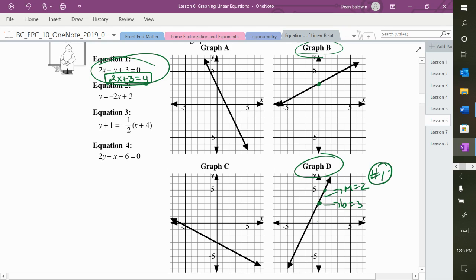Let's do equation 2. Do I have to do anything to the equation? Do I have to rewrite that in any way? No, because it's in mx plus b form. So what's my slope of this line? -2, and the y-intercept is 3. So you know it's going to be A or C because those are negative slopes. Does one of them have a y-intercept that is positive 3? A. And the y-intercept of C is like -3, so that doesn't work. So this is equation number 2.